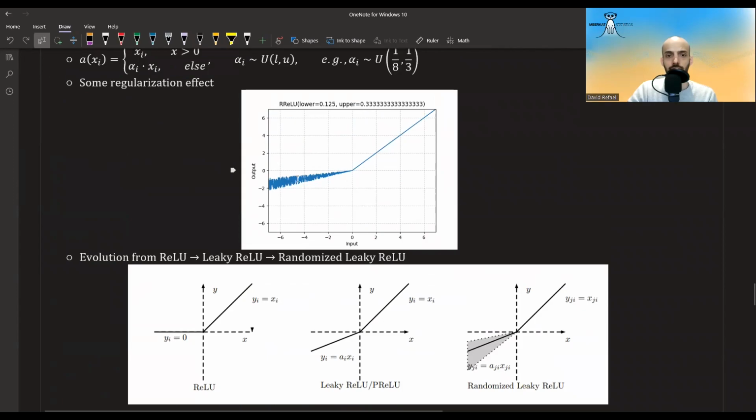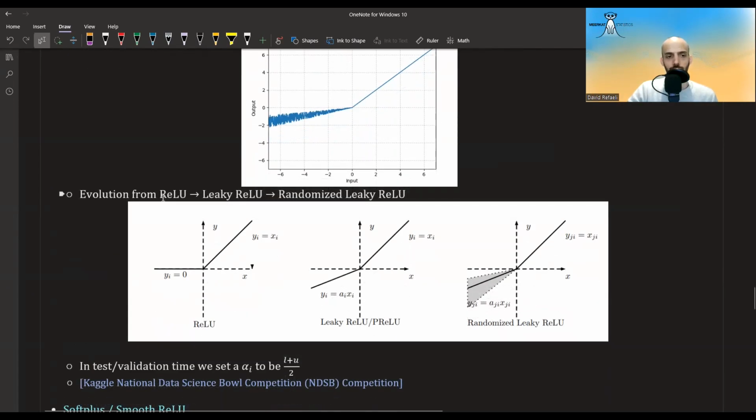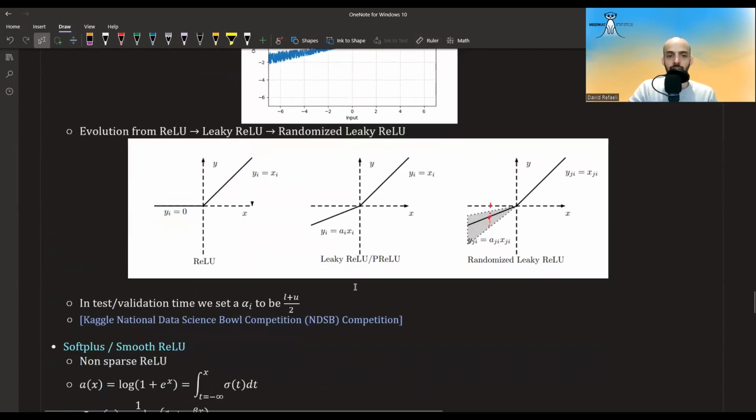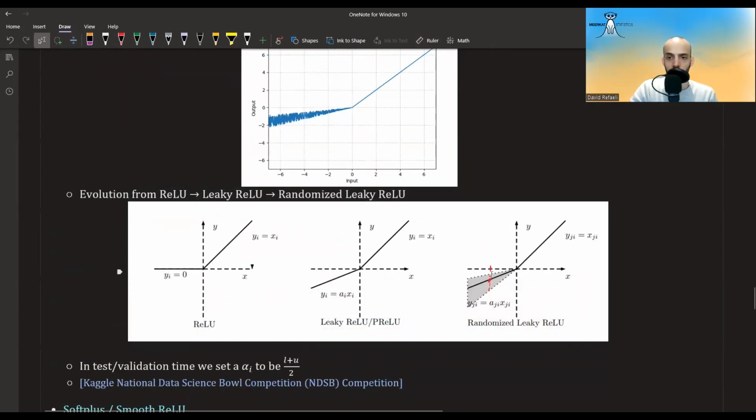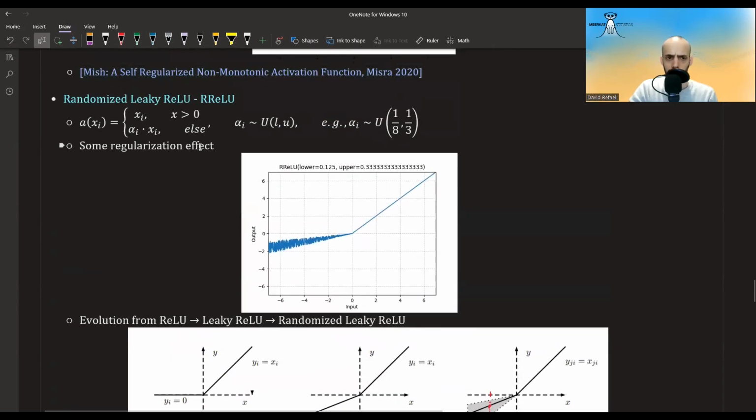Here, notice you don't get a specific value, you get some random value between a range of possible values. Here you can see the evolution from ReLU to Leaky ReLU to Randomized Leaky ReLU. If your input is this value, you don't just get this value, you can get any value between here and here. At test time, you don't use the randomization, you just set it to be this line over here. Again, this seems to have some regularization effect.